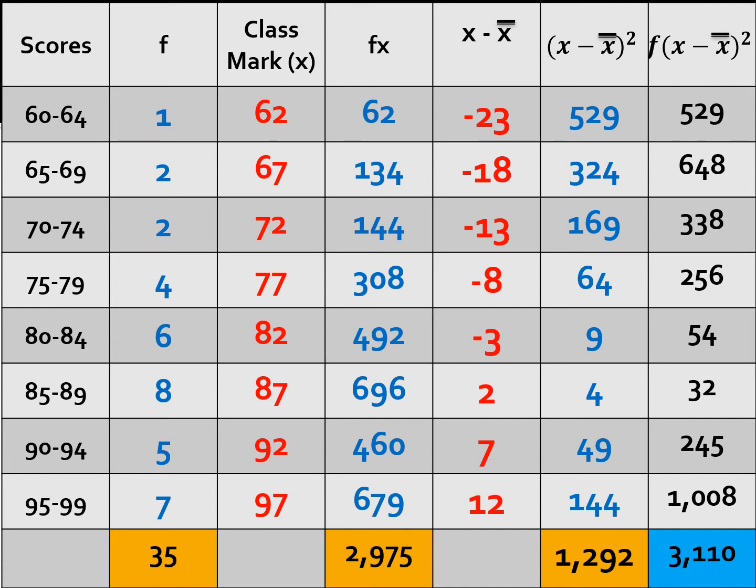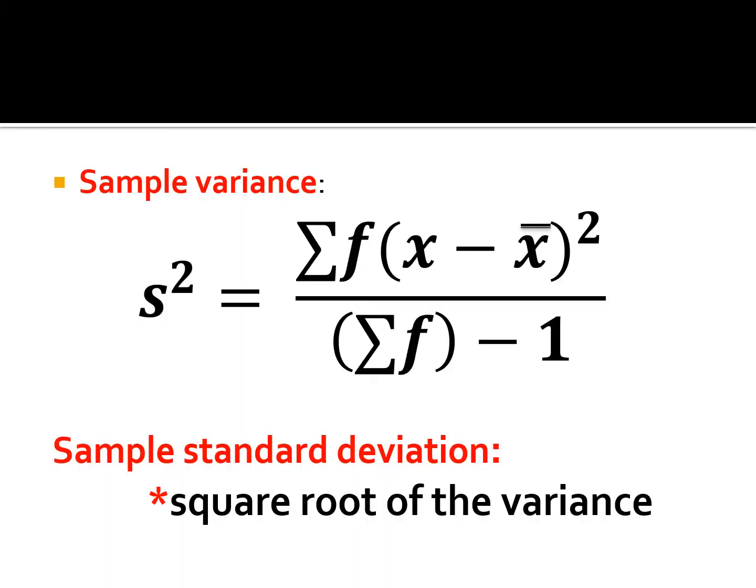Okay, take note on this total. So the computation, here is the formula for finding the sample variance. We have S squared is equal to the sum of the product of the squared deviations times the frequency, the total, and then for the denominator we have the sum of the frequencies minus 1. The sample standard deviation is just the square root of the variance.